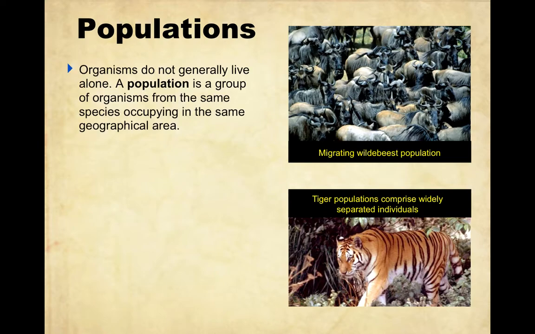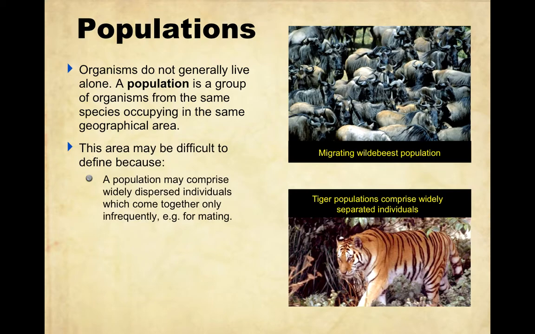It's a group of organisms of the same species living in the same place at the same time. So for example, you have a population of wildebeest that are migrating together. You have tiger populations, which are relatively living in the same place at the same time. Now, the tiger's ecosystem, when we're talking about the same place, might be a very large place. So it's going to be a little difficult to define because it can comprise really dispersed individuals which come together every now and then, for example, just when they mate.